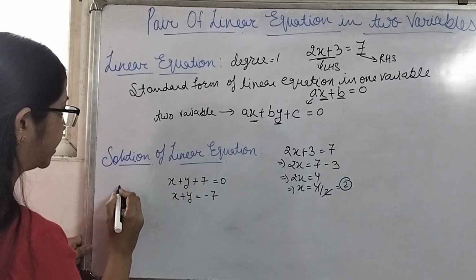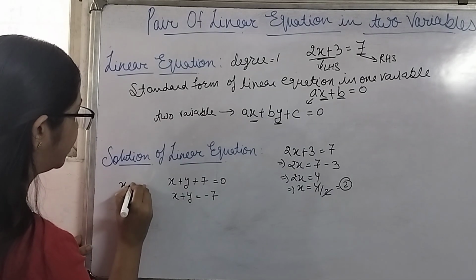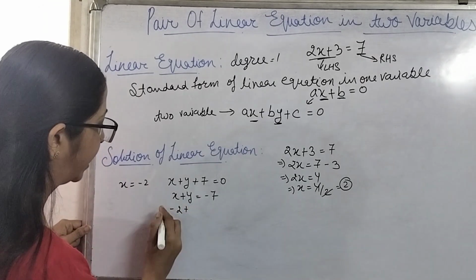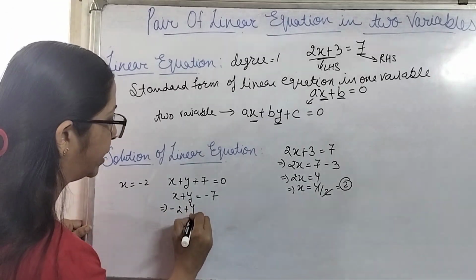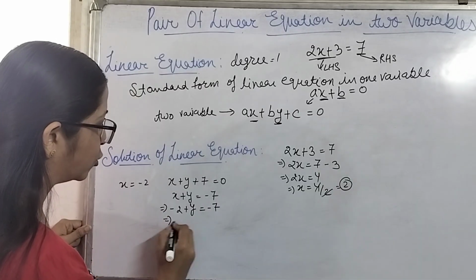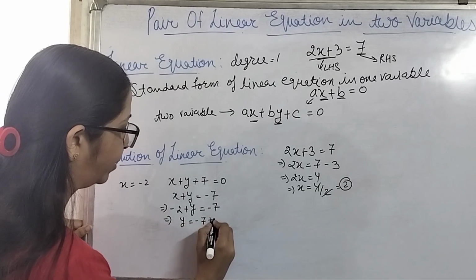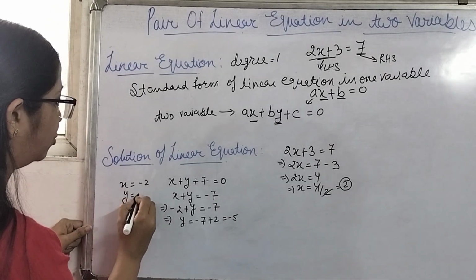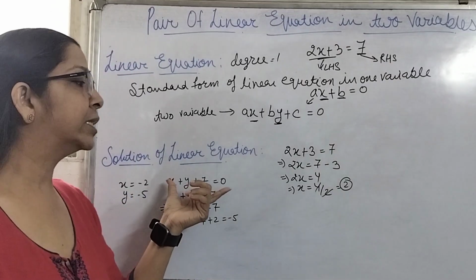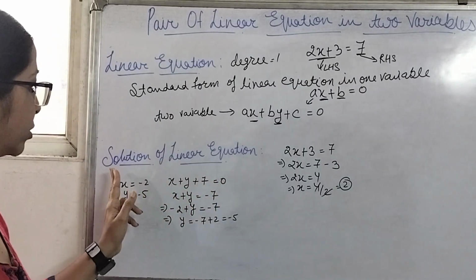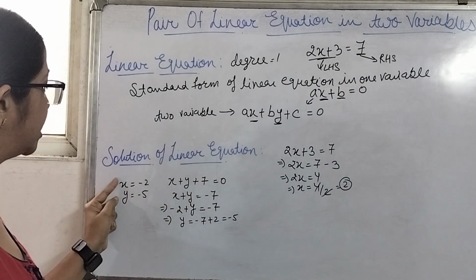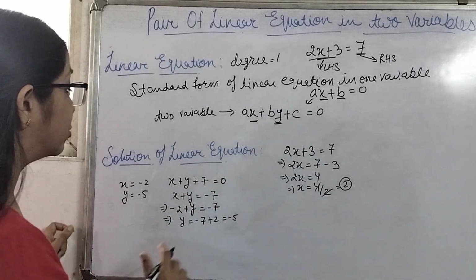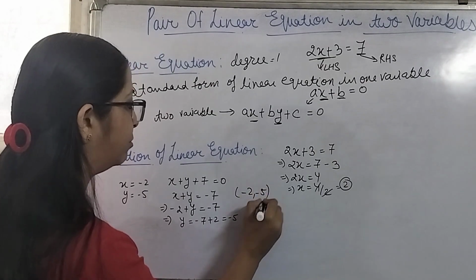Suppose I take x equal to minus 2. Then minus 2 plus y equals minus 7, so y equals minus 7 plus 2, which is minus 5. That means if x equals minus 2 and y equals minus 5, this equation is satisfied. For this pair of values, the LHS becomes equal to the RHS. So one solution is minus 2, minus 5.